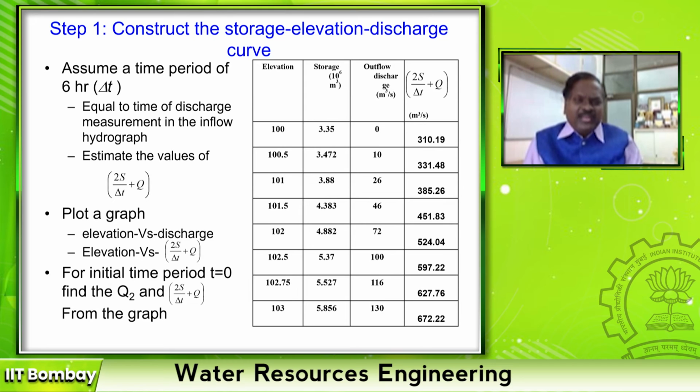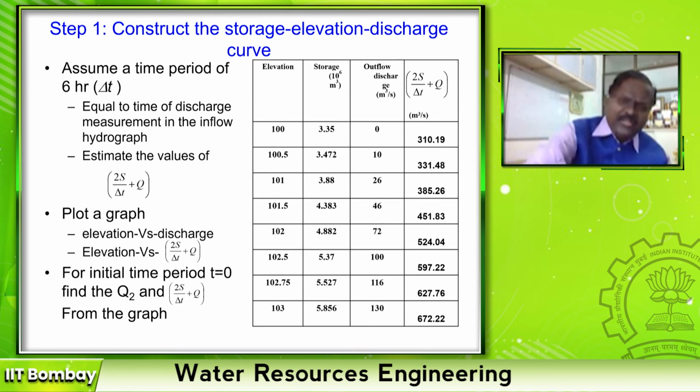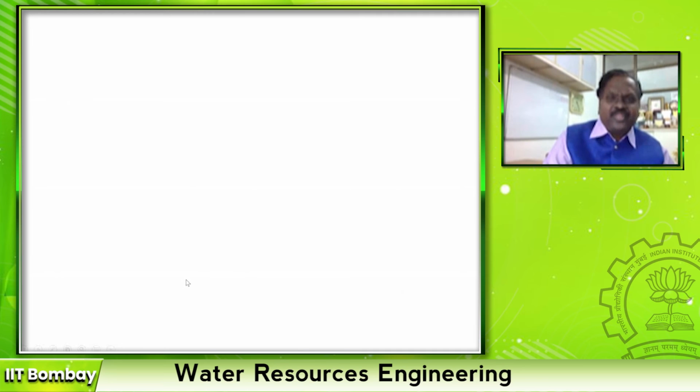Now you have to plot a graph. So you estimate for different elevations. Then plot a graph between elevation versus discharge Q. Also elevation versus this relationship. Okay. In that graph you mark the initial time period, right? Like this.